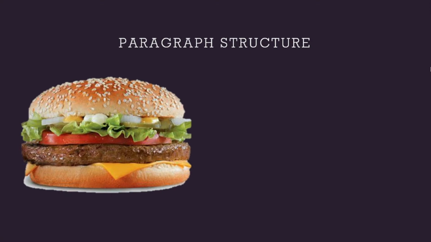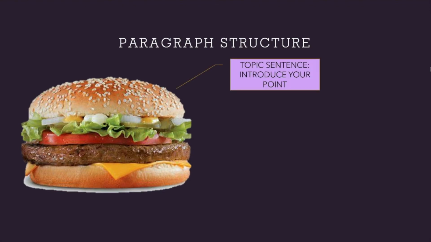Now, think of your main paragraphs as burgers. Not that they're so good you could eat them, but maybe some of your paragraphs will be. In terms of their structure, okay, so we've got the bun up on top. That's your topic sentence. Now, that might sound a little bit like a critical essay, so I just mean introduce your point, explain what it is you're going to be mentioning and talking about in this paragraph.